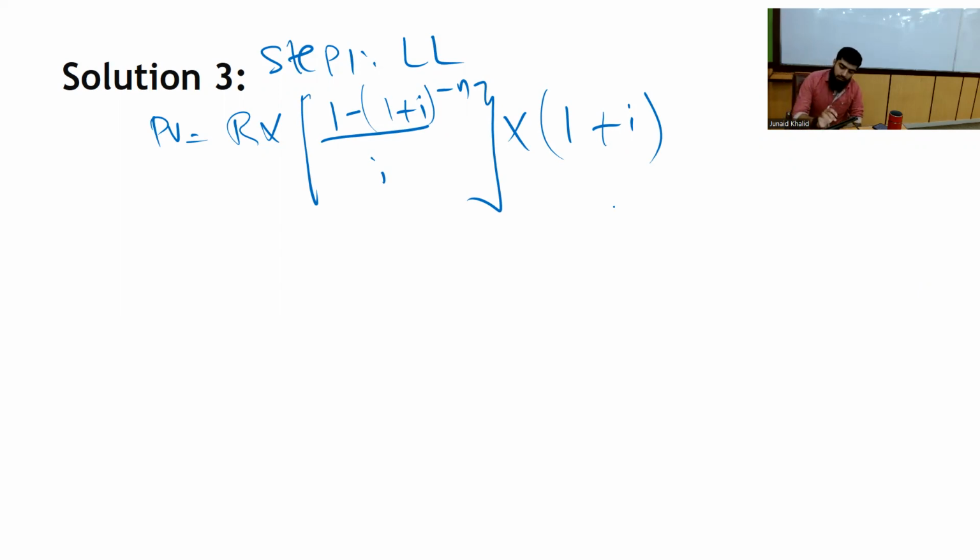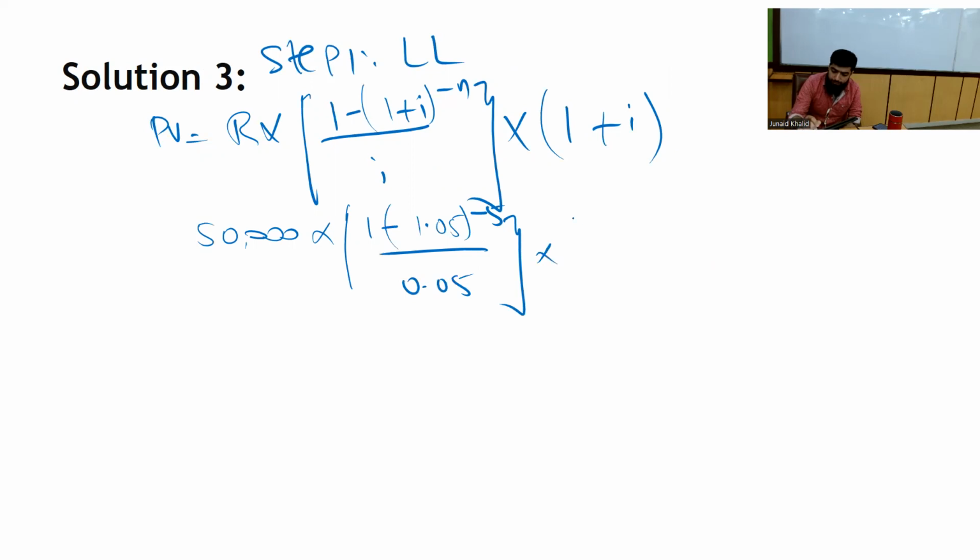Okay. Let's put in the formula, each and everything. That is 50,000 multiplied by (1 minus 1.05 to the power minus 5, over 0.05), multiplied by 1.05. Let's put each and everything into the scientific calculator.